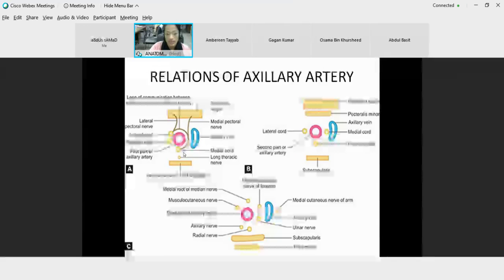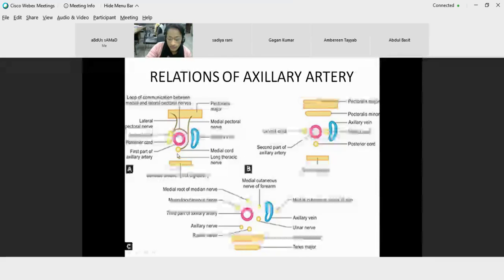Do you know that one of the contents of the axilla is the brachial plexus? Yes, ma'am. Brachial plexus class is over. Okay. So you know that in the brachial plexus we have three cords. Please name the cords.